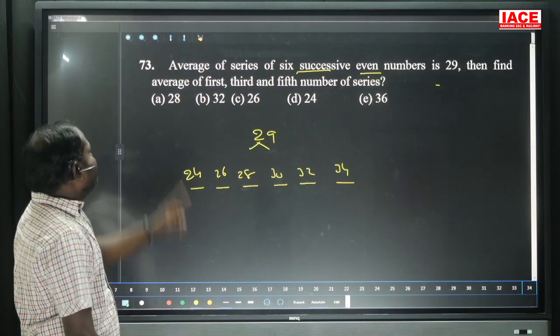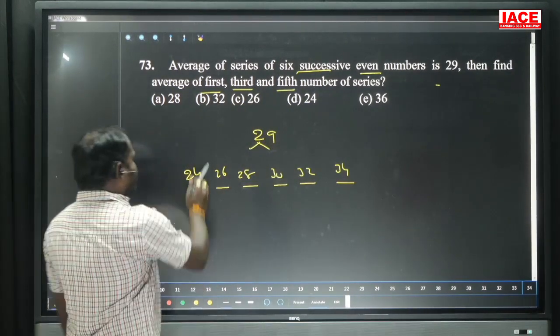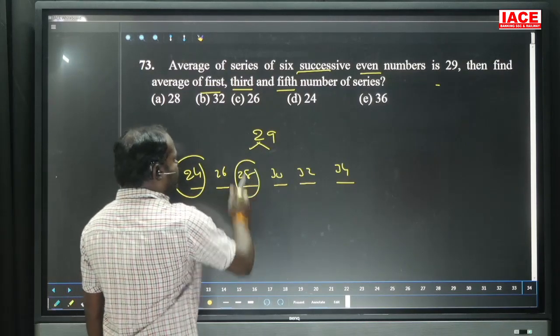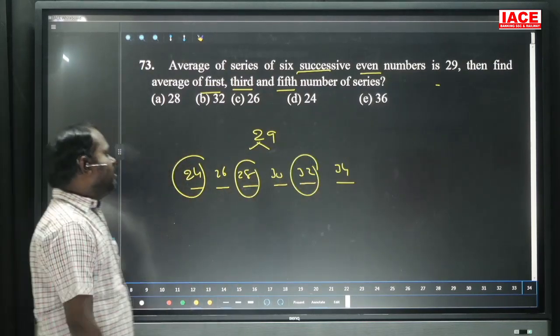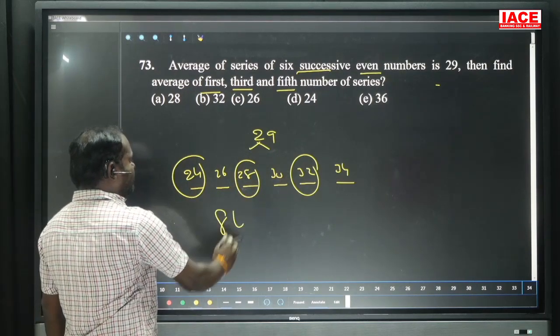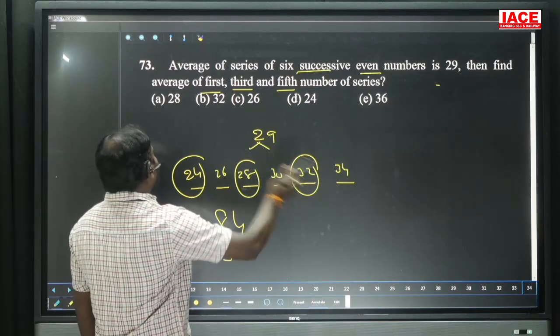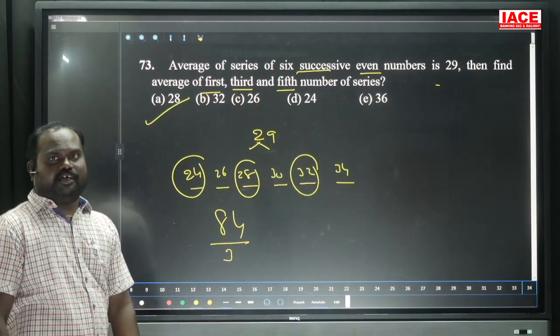Find the average of the first, third, fifth numbers. The first one, the third one, the fifth one. The average of these numbers is 20, 40, 70, 84 by 3. 84 by 3 is nothing but 28. Option A, 28. Next.